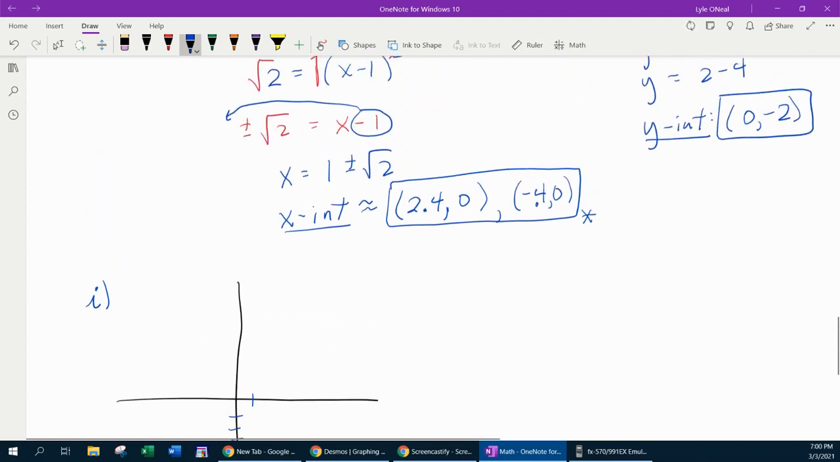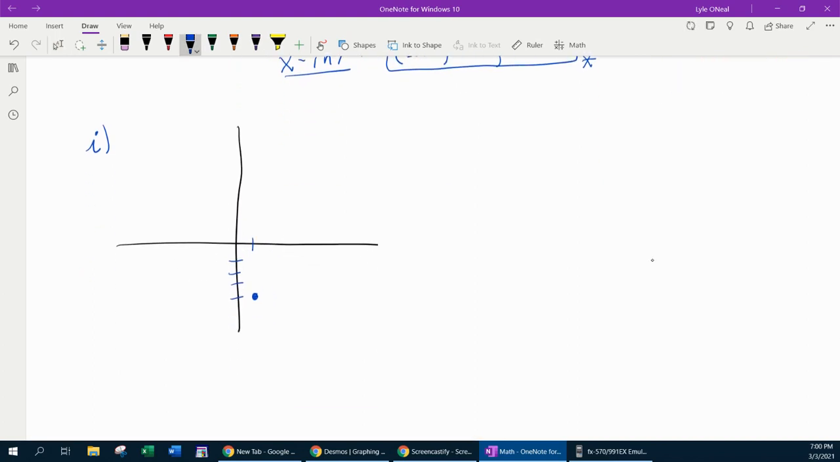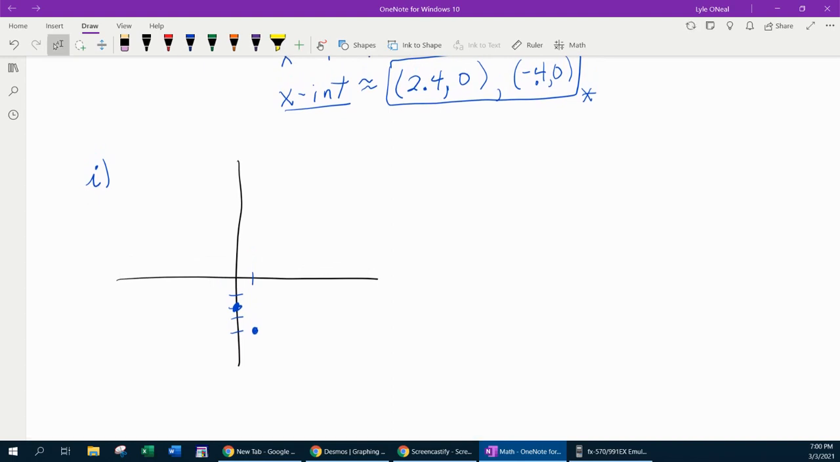And then we're going to plot the X and Y intercepts. So 0, -2, Y intercept. And we have X intercepts at -0.4 and at 2.4. And then we should be able to make a nice smooth parabolic curve through there. There you go. So one of the ways you can tell for sure if you're on the right track is if the points are positioned in such a way that they make a parabolic curve.